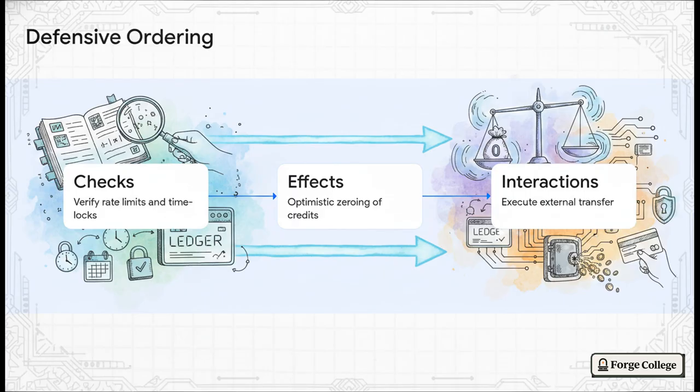Second, effects. We update the contract's internal state, applying our optimistic zeroing so the ledger reflects the withdrawal before the money ever moves. Third, interactions. Only after all checks pass and the internal ledger is fully updated do we finally execute the external transfer. Sticking to this exact sequence makes your contract incredibly resilient, even if someone bolts on a bunch of complex new code paths to the wallet way later on.